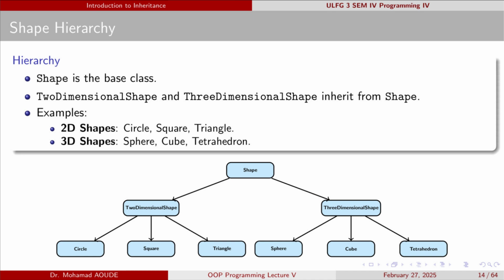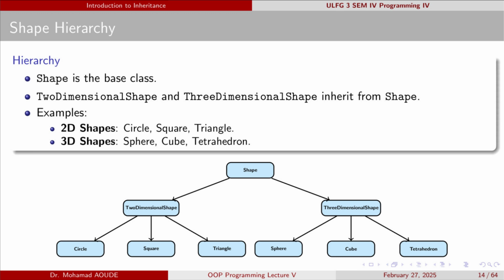Another classic example, the shape hierarchy. First, the root class, shape, with base features: name, color, boundary properties. Second, major categories: two-dimensional shape, flat shapes like circle, square, triangle; three-dimensional shape, volumetric shapes like sphere, cube, pyramid. Third, specialized classes: circle has a radius, square has side length, sphere has volume calculation based on radius. Now the UML representation diagram: one root shape box, two branches, 2D and 3D, and sub-branches for each specific shape.